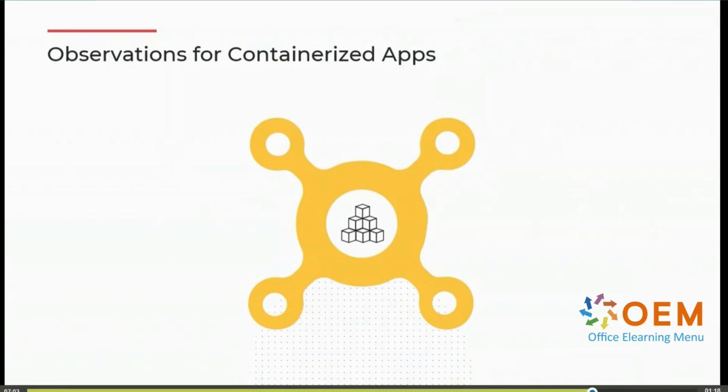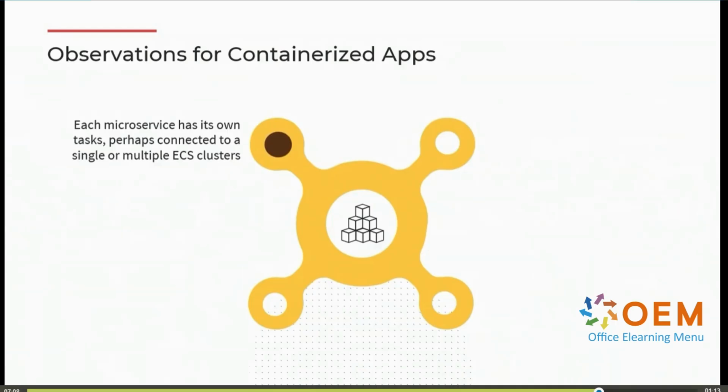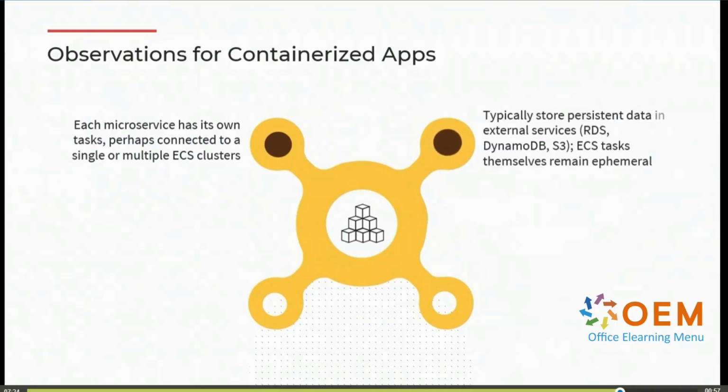And finally, let's go over a few observations for containerized apps. Now, ECS is ideal for decomposing applications into microservices. Each microservice can be defined as an ECS service, potentially running multiple tasks, and these services can be deployed within a single ECS cluster or across multiple clusters for architectural separation. And to use the benefits of containers, it's a best practice to keep ECS tasks stateless. Persistent data should be externalized to managed AWS databases like Amazon RDS, DynamoDB, or S3, or even caching services like ElastiCache.